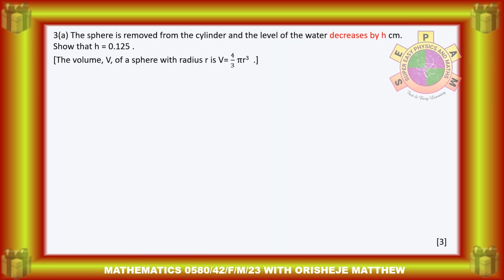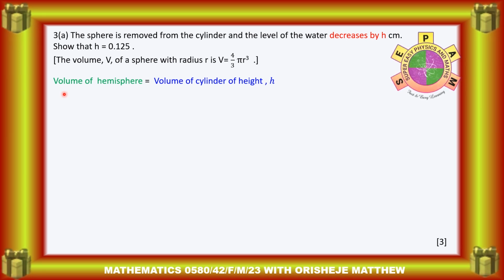All right, so we're looking at 3a. The sphere was submerged inside the cylinder, and basically what we want to do to help us solve this problem is that, remember, by principle, when a solid is submerged in a liquid, that solid is going to displace an amount of liquid that is equal to the volume of the solid. That is just the foundation of this question. So how do we apply that principle?